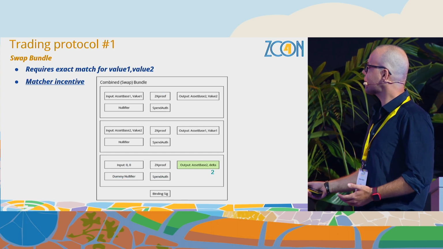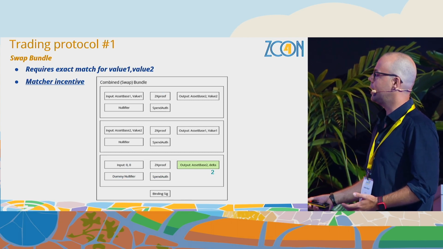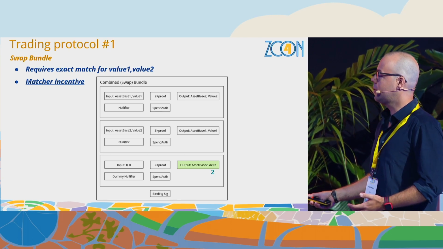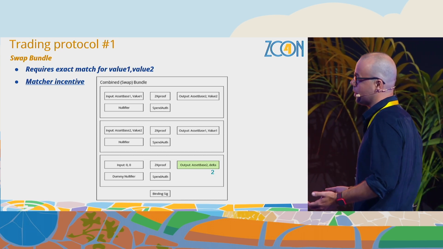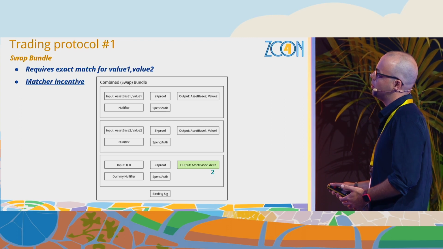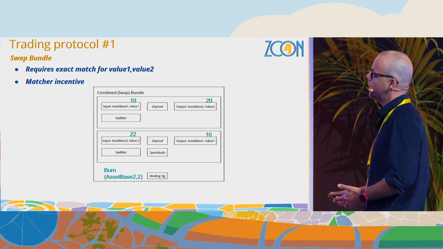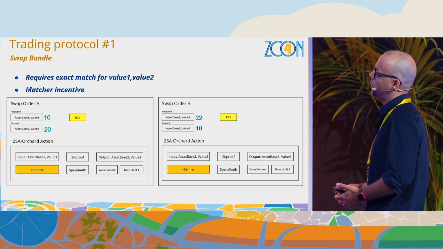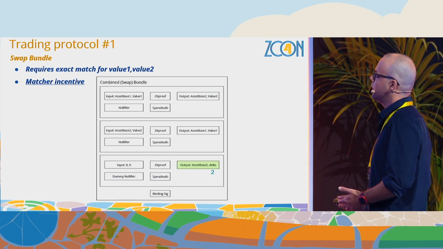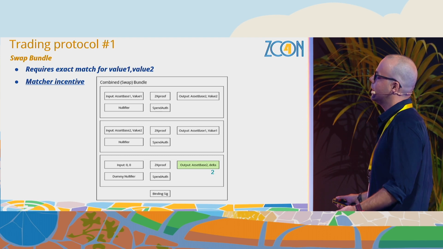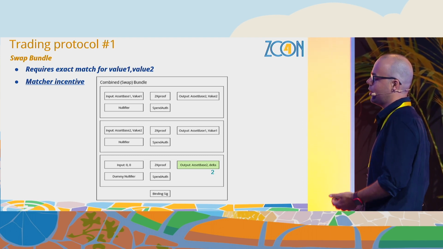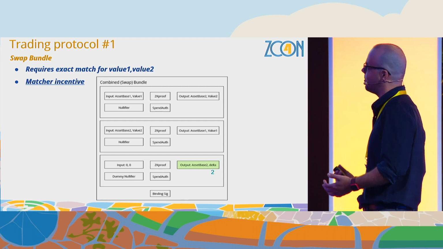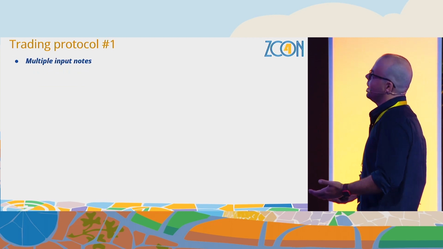So instead, the matcher can create a third action with this additional 2 units, and send it to whoever he chooses. He does not have to send it back to party A or party B, because they're both satisfied. They get what they want. So we expect that in this scenario, the matcher will send the additional value to itself, partially solving the incentive problem.